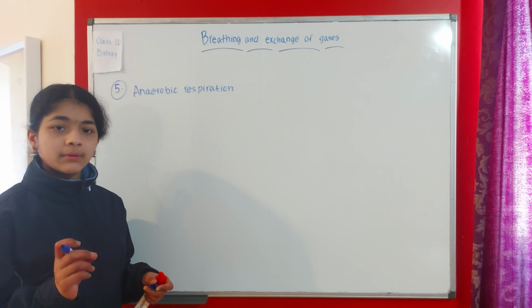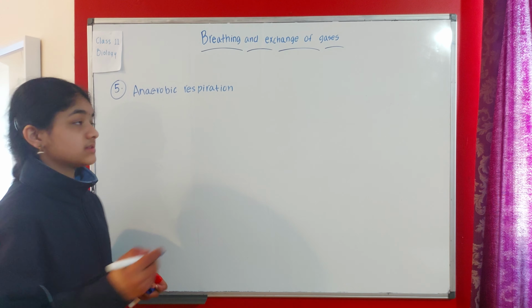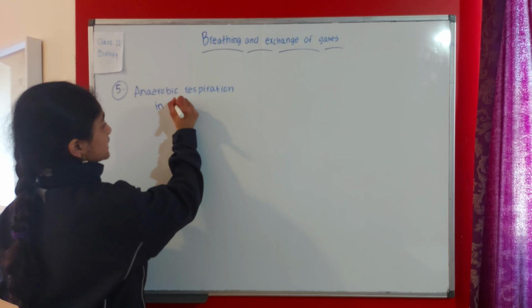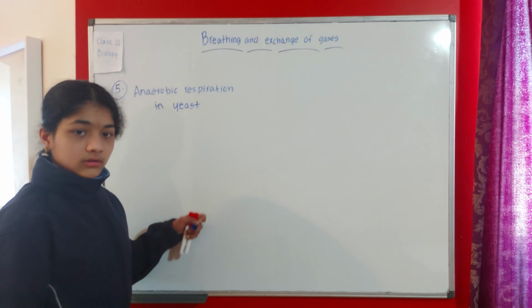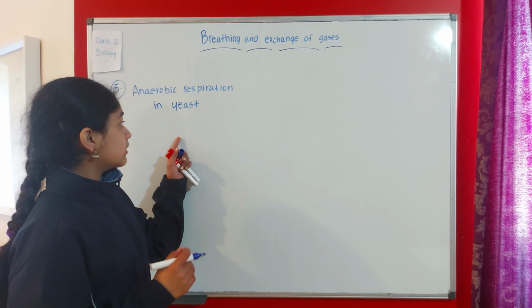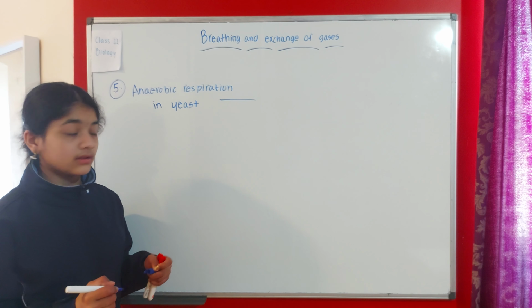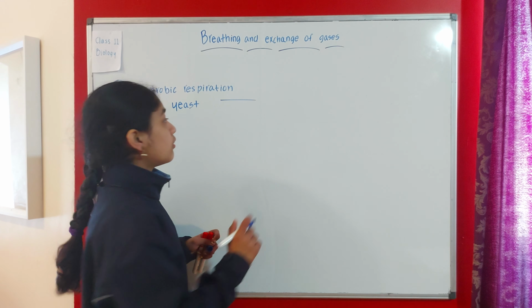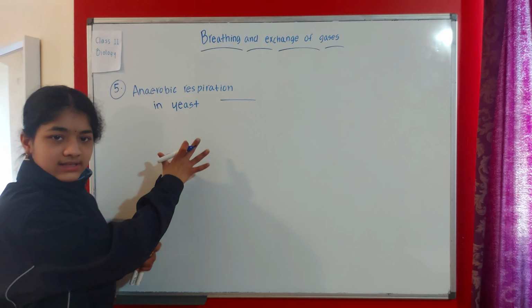First, we are going to talk about anaerobic respiration in lower organisms, and then we'll come to humans. For example, we are going to take up anaerobic respiration in yeast. This is a unicellular, lower organism which comes under the kingdom fungi. It is a single-celled organism. First we take this example of yeast, and then we'll come to humans.